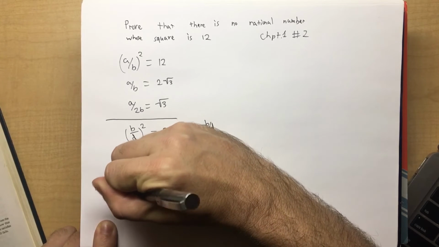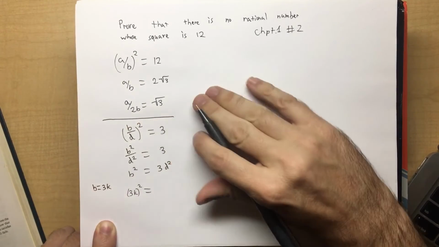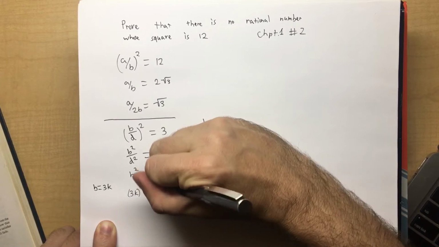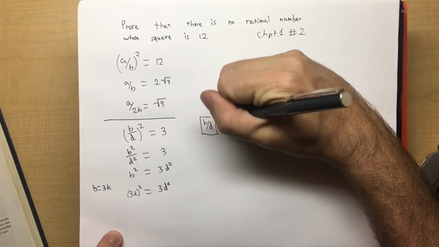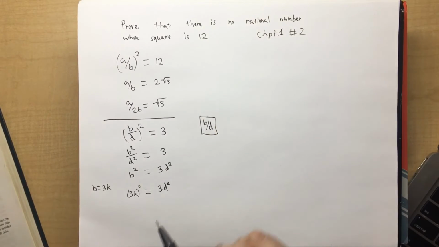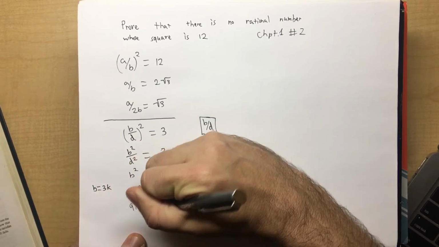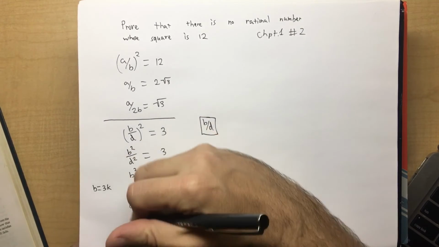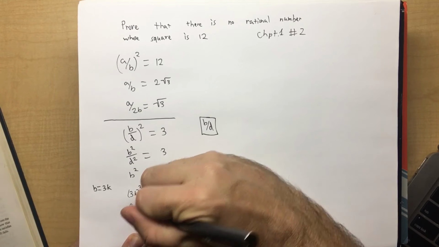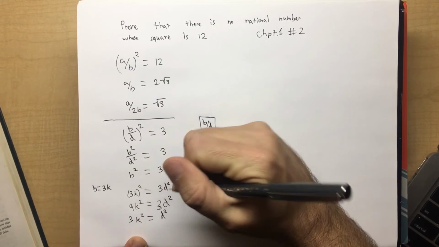So 3k squared, just for its replacement, equals 3d squared. And remember, this is in lowest terms. That's the assumption. So then we get 9k squared equals 3d squared. Simplify. 3k squared equals d squared.